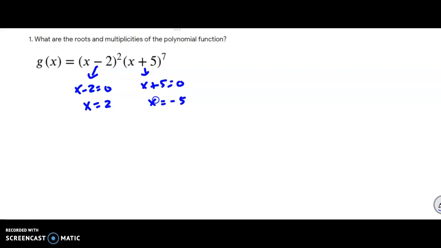Okay. Then the multiplicities are simply just what's the exponent. For this one, it's a multiplicity of 2. And over here, it's a multiplicity of 7. Alright? That's all it is. Maybe I might come back to this and show you how we could graph this maybe by hand. But I just want to focus on those questions for now. Alright, so that's number 1.